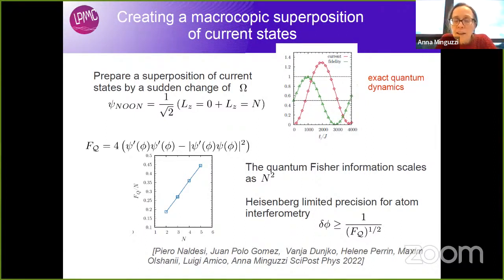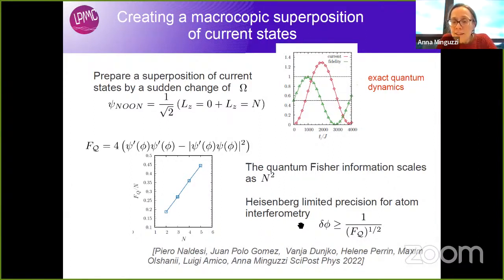Now, if we follow the time evolution of the state of the system following this quench, we find out that after a quarter period, we have a perfect fidelity to a so-called NOON state, that is a superposition state between having all the particles with angular momentum zero and all the particles with angular momentum n. So we have tested that if we now look at a quantity that is useful in atom interferometry, called the quantum Fisher information, this quantity scales as the particle number squared, and the system is very small, so we could try 2, 3, 4, 5 particles.